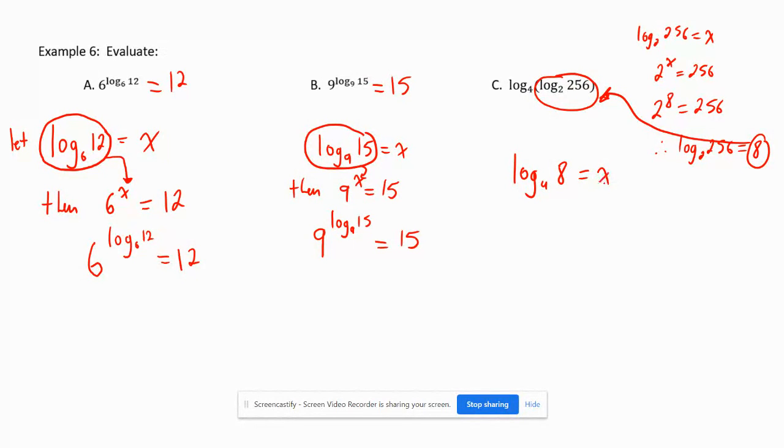If I make this equal to x, that means 4 to the x equals 8. Now I can't convert these directly, since the 8 is not base 4, but they're both base 2. So this is 2 to the 2x equals 2 cubed, and we get an answer of 3 over 2. You'll see questions similar to this as well, and this is how these work out.